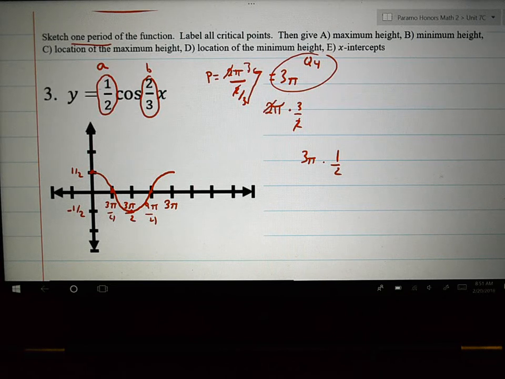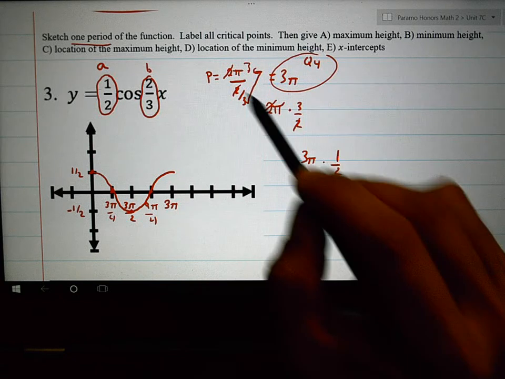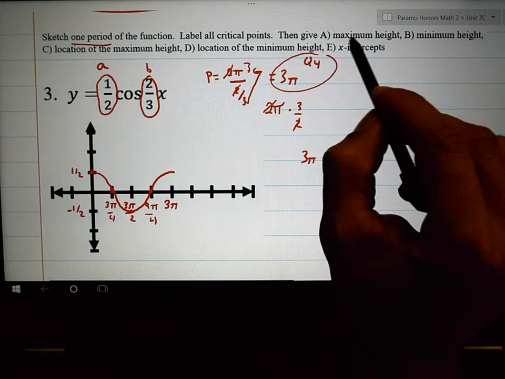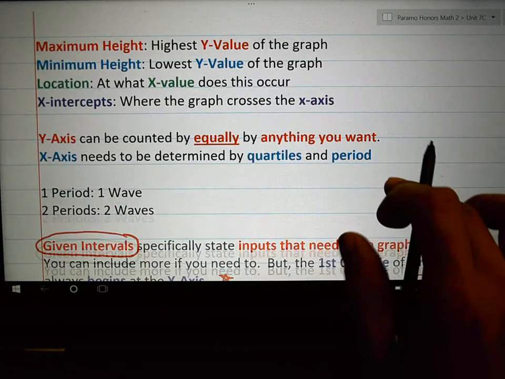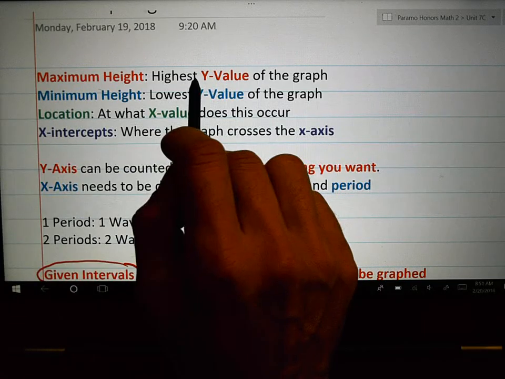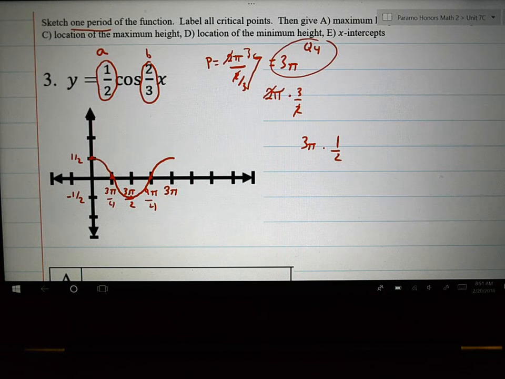So now what do I have to answer? I have to answer part A, part B, part C, part D. Part A says give the maximum height. When it asks for the maximum, that's why we wrote this down. What do I want? I want the highest Y value. What is the maximum of this particular height? What's the highest Y value that it becomes?